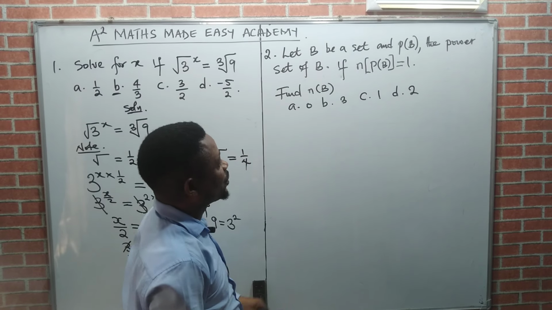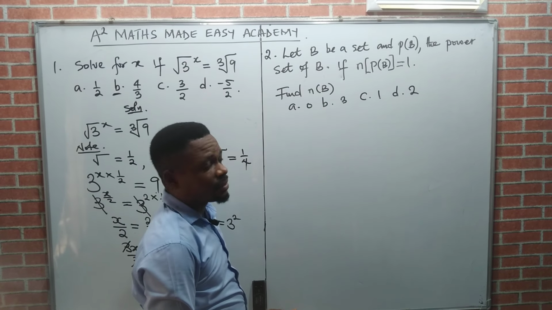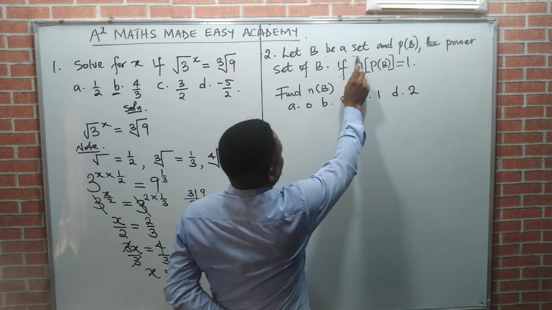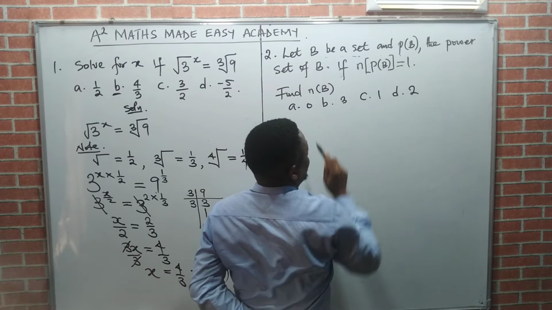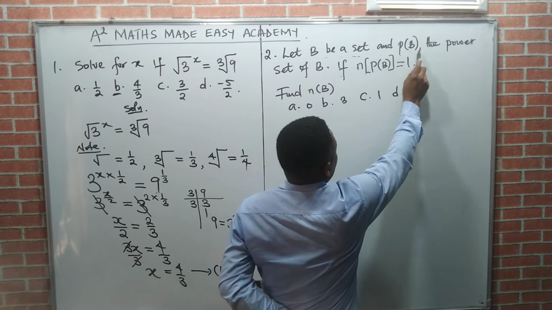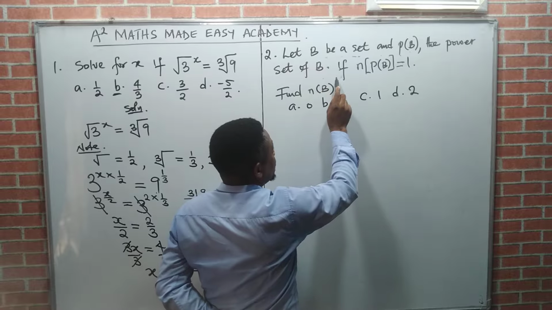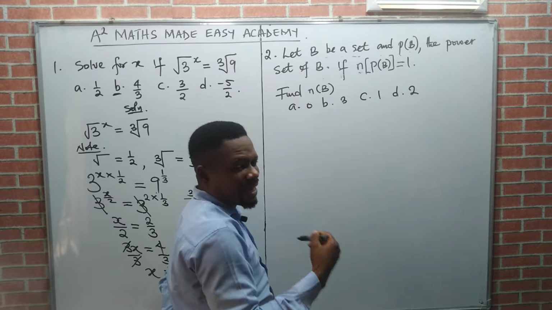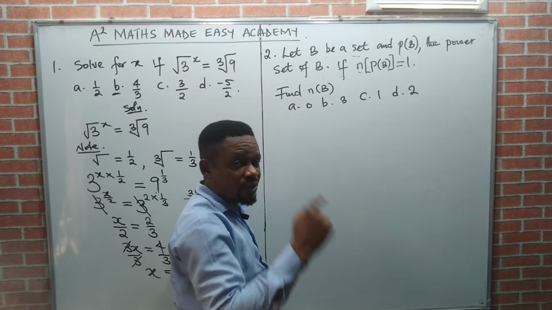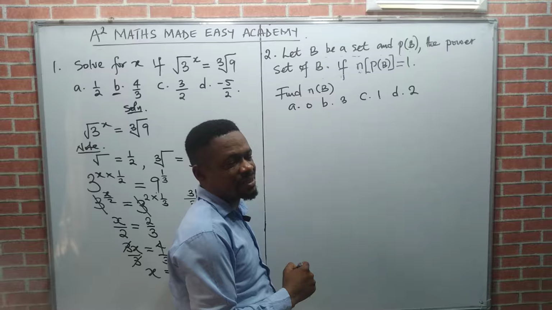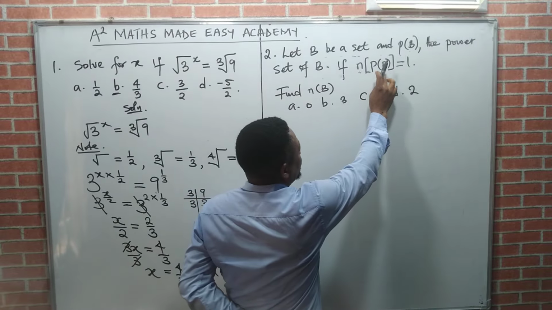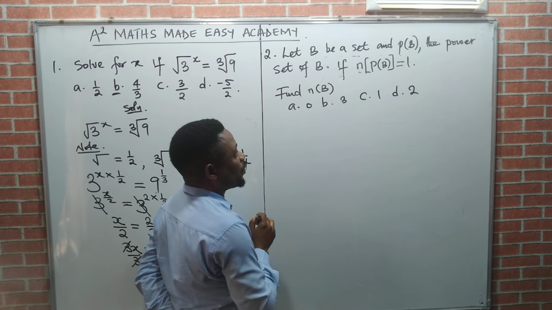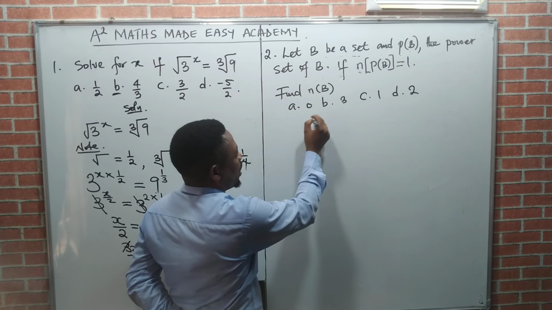Now I want you to observe this question right away. Are you with me now? Let's take it again. Let B be a set, and this is called a power set. So power set of B, which is already given in the question. Now if the cardinality, n means cardinality, and what does it mean by cardinality? The number of items contained in a set is called cardinal. So the cardinality of the power set of B is equal to 1. Now the question says, find the cardinality of B. Now let's take the question. I want you to watch.